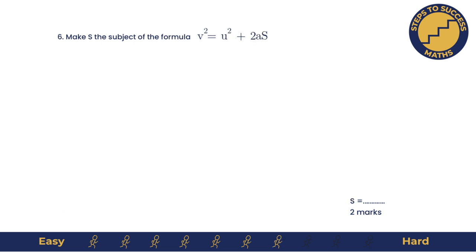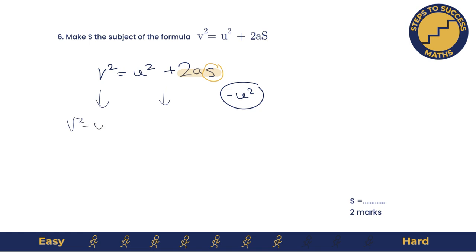Question 6. Make S the subject of the formula V squared equals U squared plus 2AS. So circle the S, that's what we're looking for. So we need to get rid of everything with it. Now it's wrapped up at the moment, 2AS. So let's start with this U squared. We just need to take it away. So V squared minus U squared is equal to 2AS.